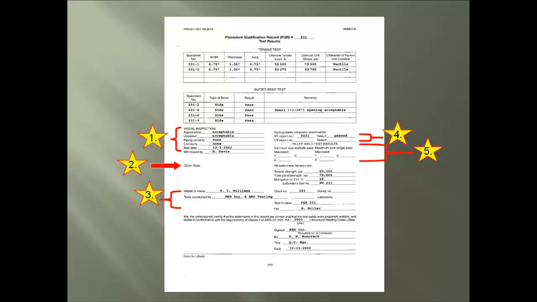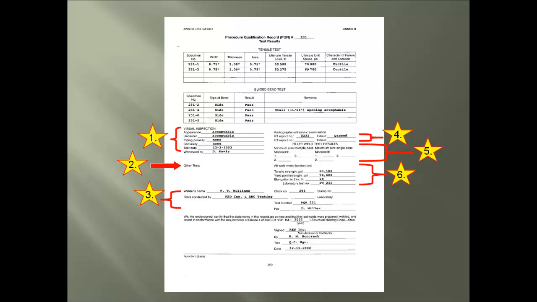Star number 5 covers the testing results of the fillet welds. Were there any multiple passes used? And the results of the macro etch test, which is a destructive testing using a form of acid to expose the fibers within the weld joint.